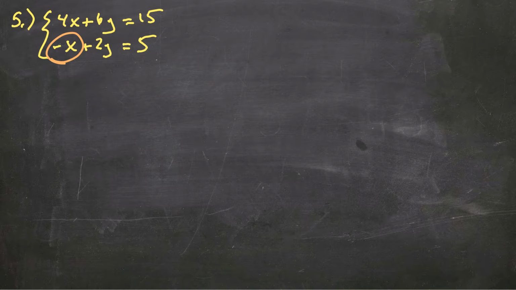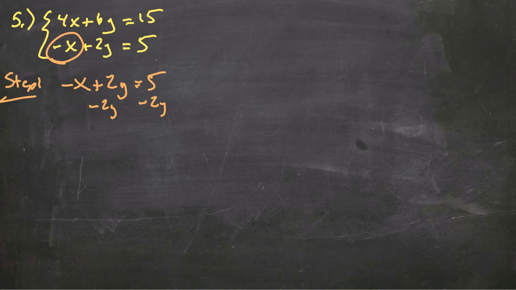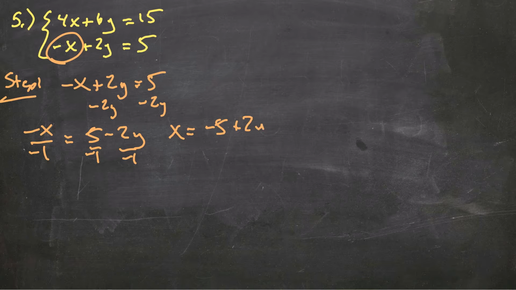I pick negative x for step 1, so step 1, alright, negative x plus 2y equals 5. I subtract 2y from both sides. I get minus x equals 5 minus 2y. I divide everything by negative 1. Remember, you divide all 3 things by negative 1. I get x equals negative 5 plus 2y. Step 1 is now done. We move on to step 2.